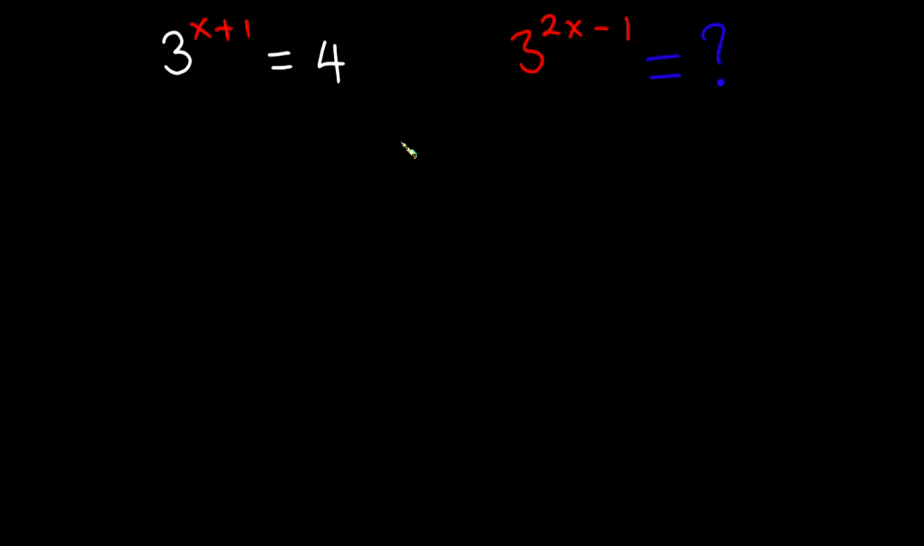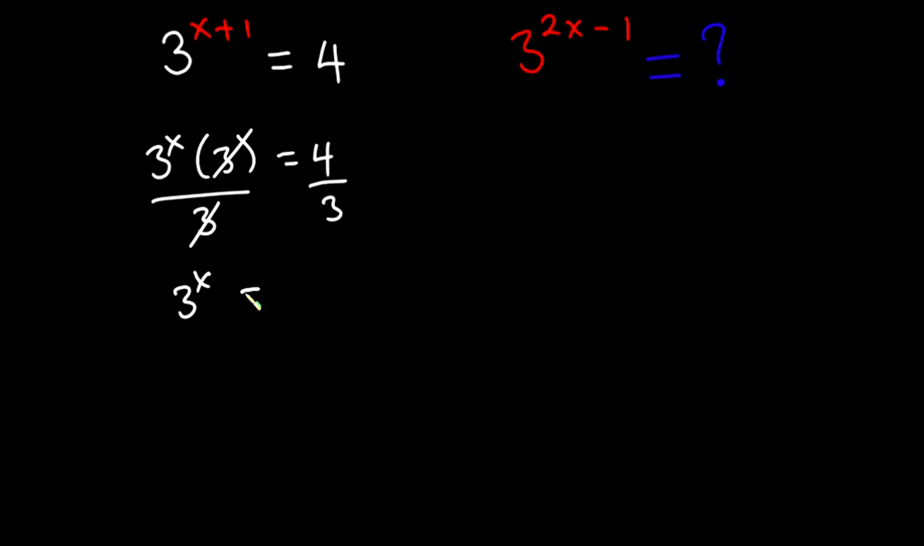Let's get started. This expression over here is the same as 3 to the power x times 3, and this is equal to 4. Now let's go ahead and divide each side of the equation by 3, so that this 3 will cancel this 3. Now we have 3 to the power x is equal to 4 over 3. And we will call this equation 1.